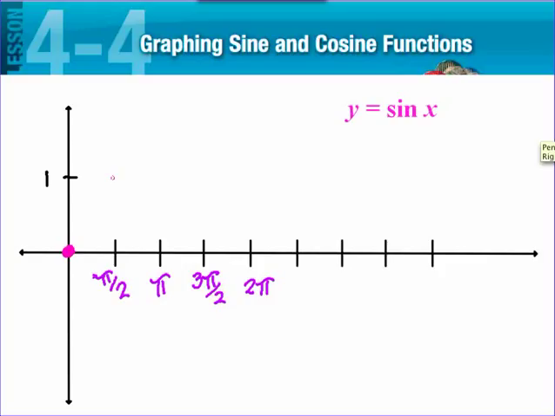At pi, what is the value of sine? 0. At 3 pi over 2, what is the value of sine? Negative 1, okay. At 2 pi, what is the value of sine? It's the same as 0, which will be 0.